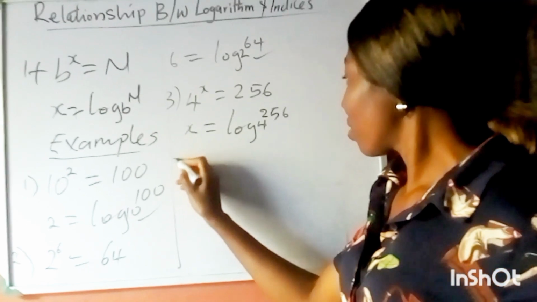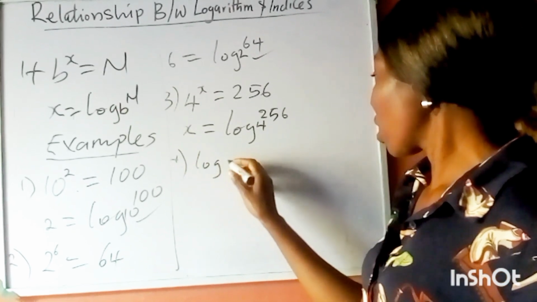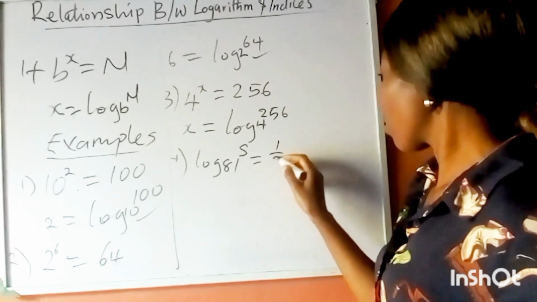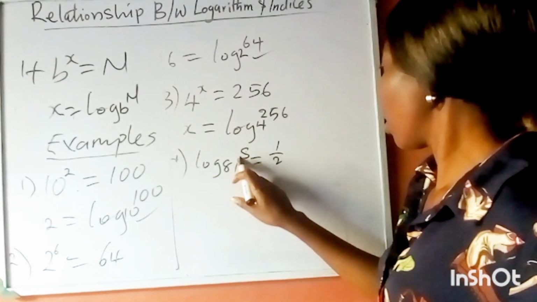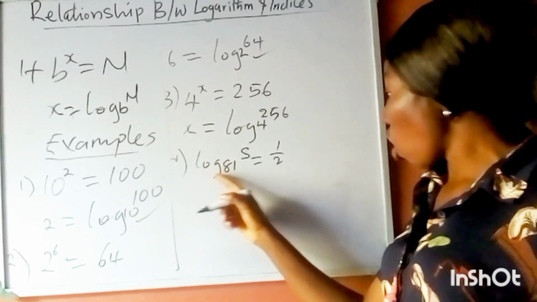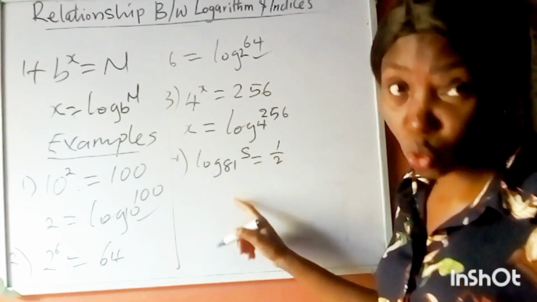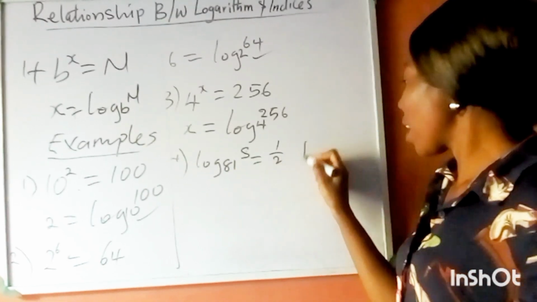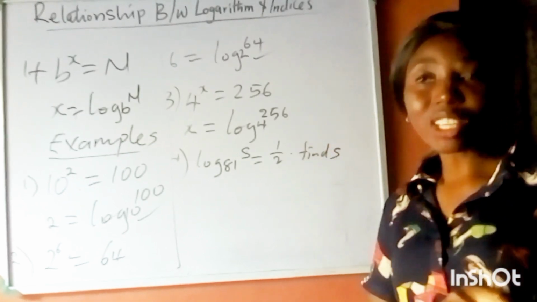If we have, for instance, log s in base 81 equals half. Let me write this s very well so that you see it very well. This is 81. This is the question we are given. We have log s in base 81 equals half. Find s. That is the question.